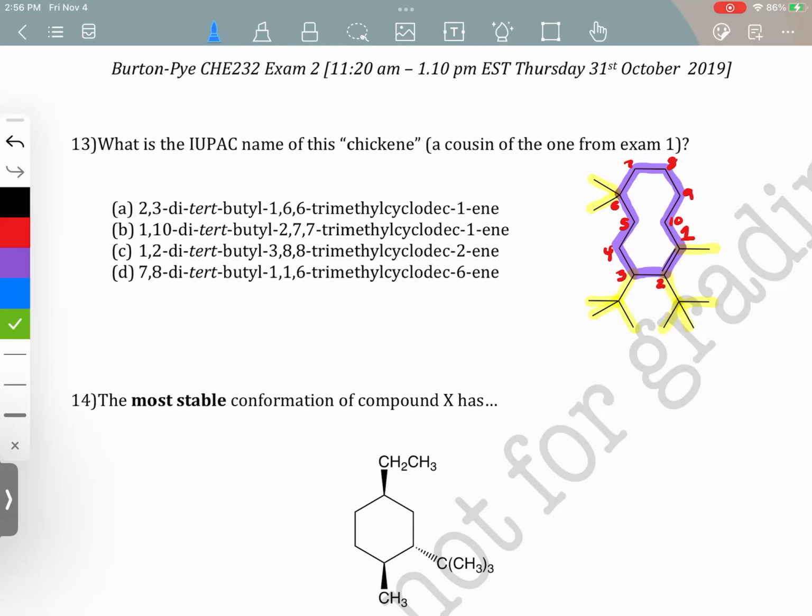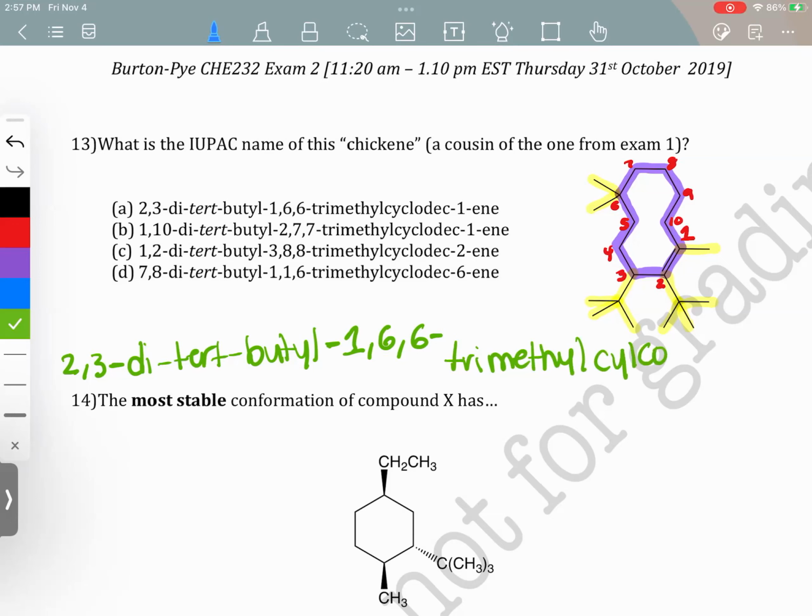2 and 3. We have 2 of these tert-butyl groups, so what prefix will you use? Di. Right. Di, tert, butyl. All right. What comes next? The methyls. Right. What carbons do the methyls fall on? 1, 6, and 6. Now there's 3 methyls. So what prefix do we use? Tri. Trimethyl.